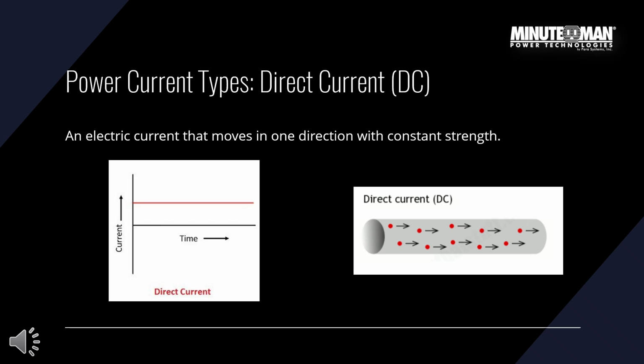Some key characteristics of DC are the unidirectional flow, where the current always flows the same way, the constant voltage with no reversal of polarity, the fact that it's easier to store and is the standard for batteries and energy storage, and it's typically lower voltage used in electronics and small devices.